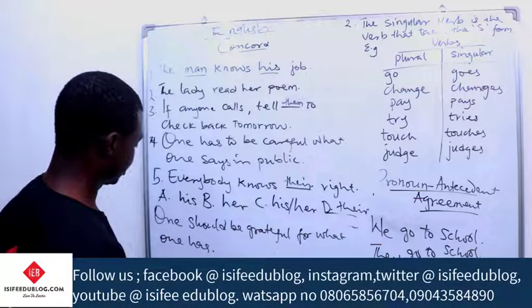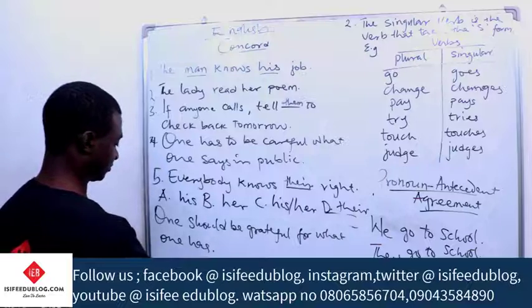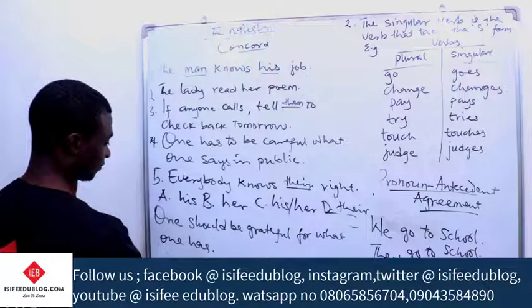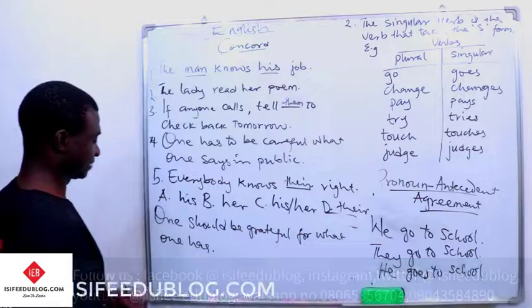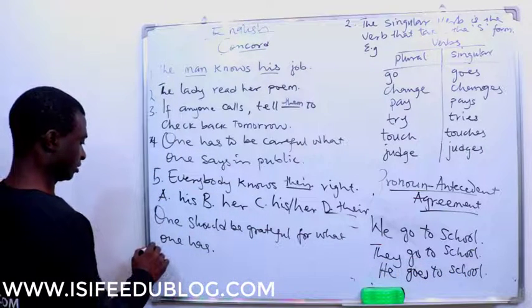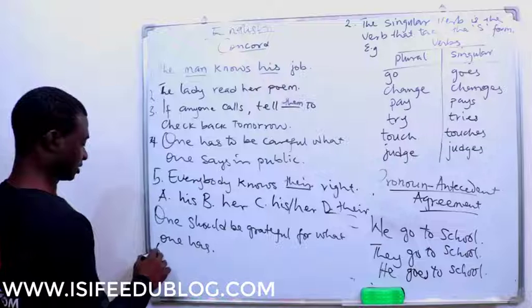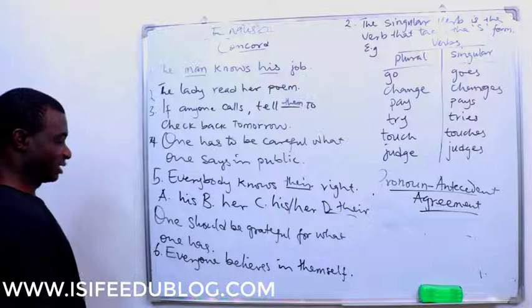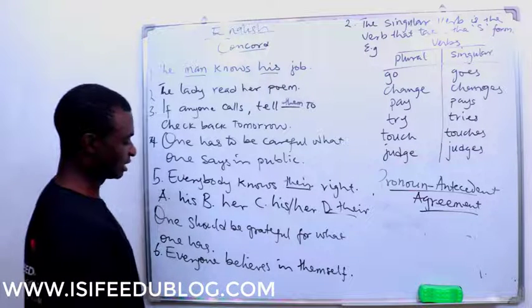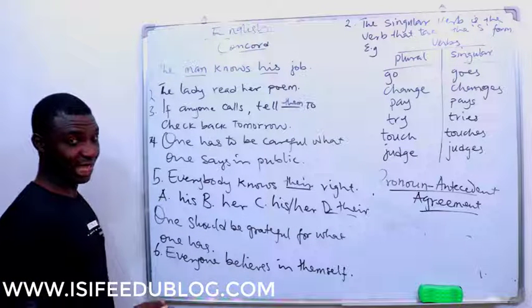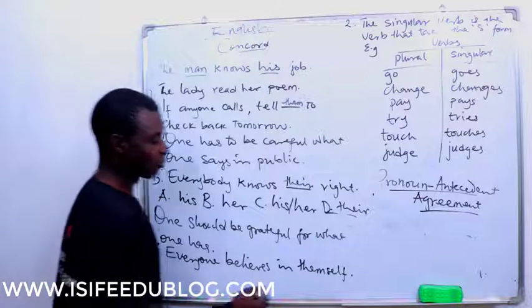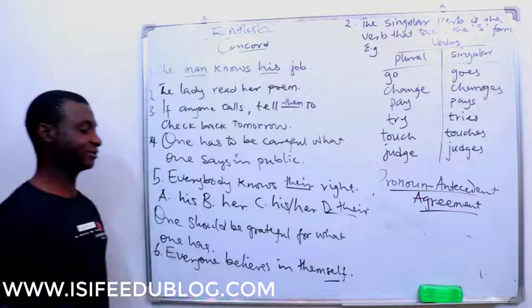Then, let's look at another aspect of this pronoun-antecedent agreement. Number 6. Now, look at this sentence. Everyone believes in themselves. This is another aspect of the problem. Why do we have themselves?